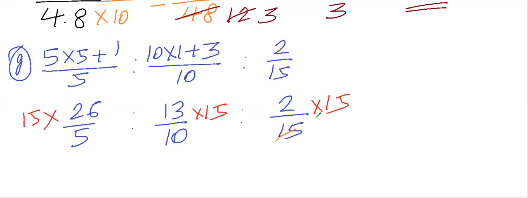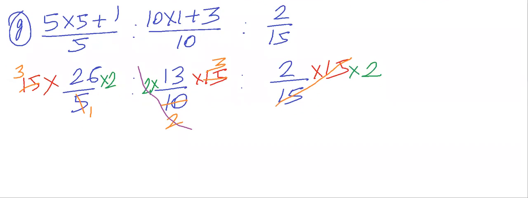What will I get? This 15 and 15 cancel. 5 2s are 10, 5 3s are 15, 5 1s are 5. Sorry, 5 2s are 10, correct. 5 1s are 5, and 5 3s are 15. Here in the denominator what am I getting? 2. So again I am going to multiply by 2 here, multiply by 2 here, multiply by 2 here. With this, this 2 and this 2 will get cancelled.